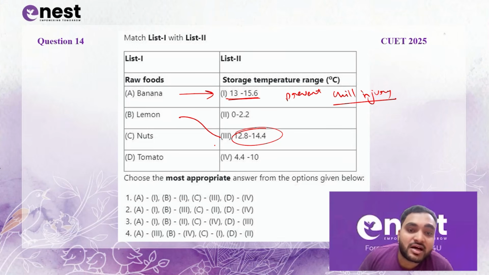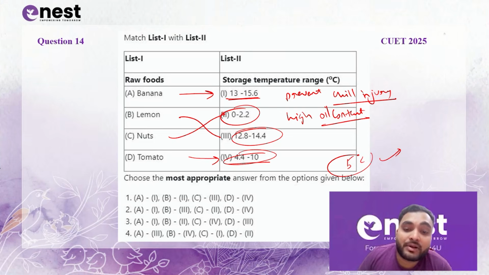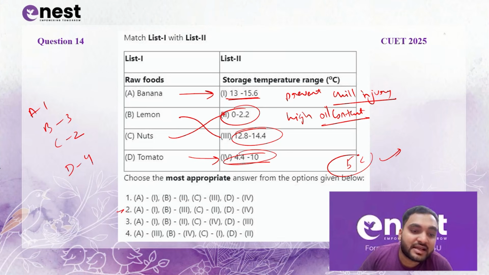If you talk about nuts, nuts are stored at a very low temperature of 0 to 2.2 degrees Celsius because they have high oil content, which can be subjected to rancidity, and to prevent oxidation we store them at a low temperature. And tomatoes are stored at 4.4 to 10 degrees Celsius because if you store above 5 degrees Celsius, they will be subjected to accelerated respiration, which will eventually cause them to ripen over time. So A goes for 1, B goes for 3, C goes for 2, and D goes for 4. I think second is the right option for this question as per the options we have matched.